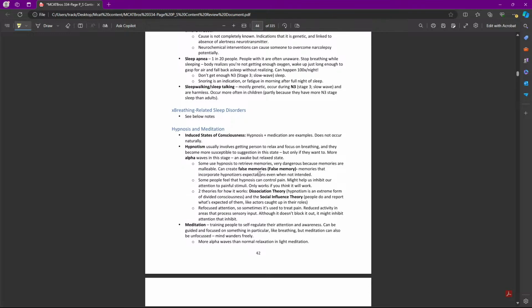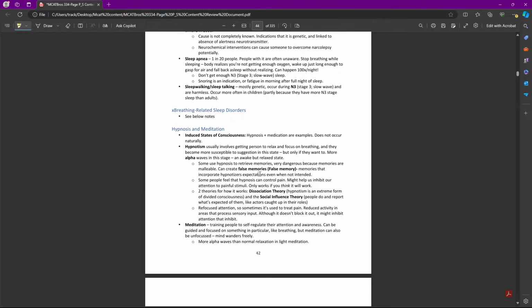So, hypnotism usually involves getting a person to relax and focus on breathing, and they become more susceptible to suggestion in this state, but only if they want to. More alpha waves in this stage, and an awake but relaxed state. So, hypnotism, if you've seen Late Night with the Devil, the one guy hypnotizes the whole crowd to think that the guy is pulling worms out of his gut, but it's just he is in a suggestive state.